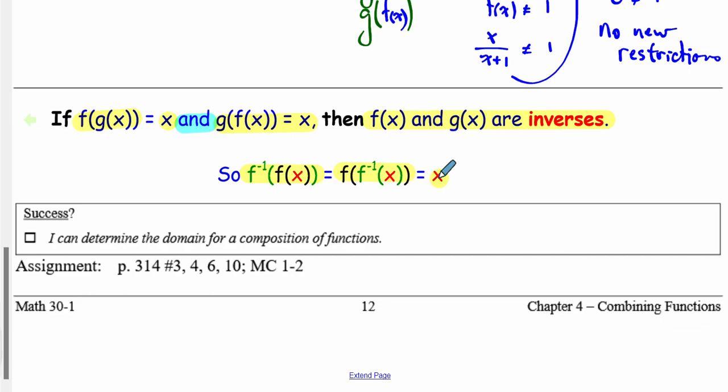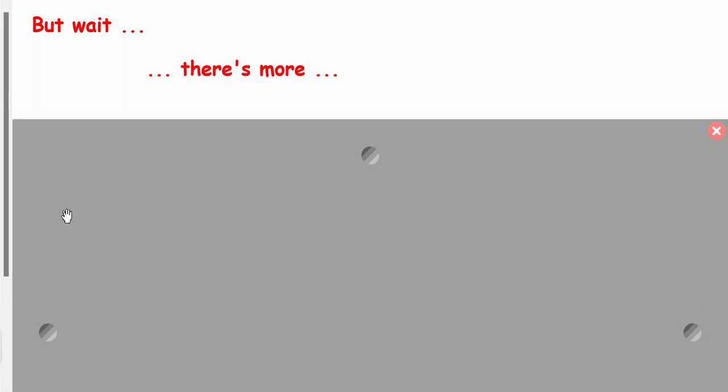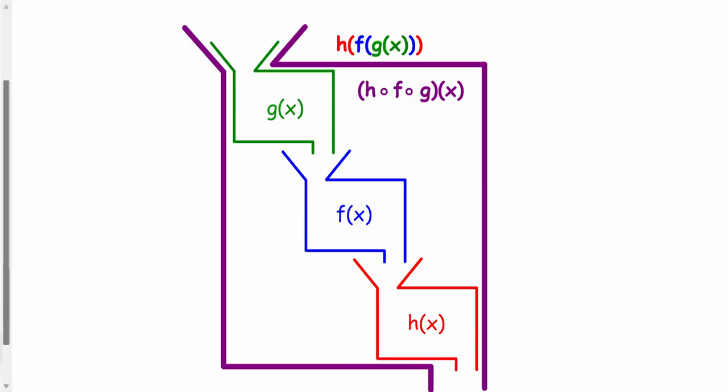There we go. We have made it through this long, long lesson. So, do we stop here? Oh, we could, or I could say, but wait, there's more. What's the more that there could be? How could there possibly be anything more? Well, what if we had the composition of three functions?